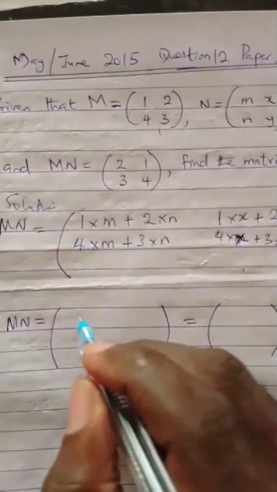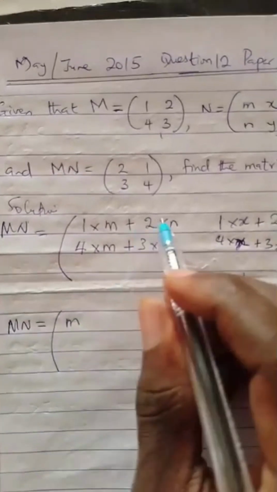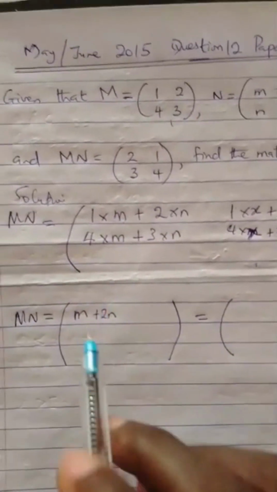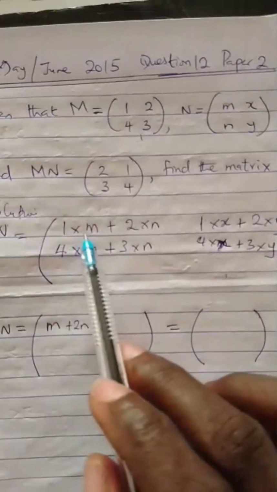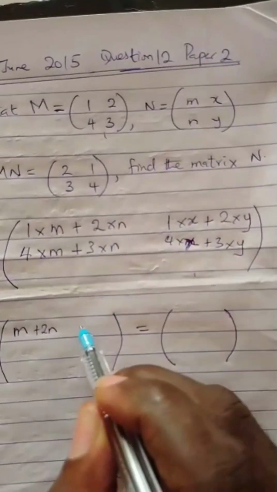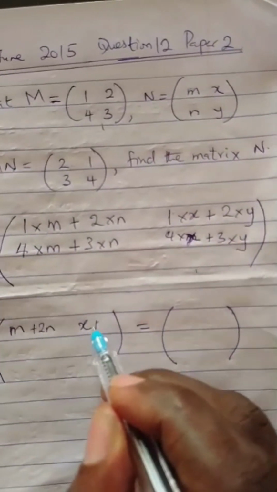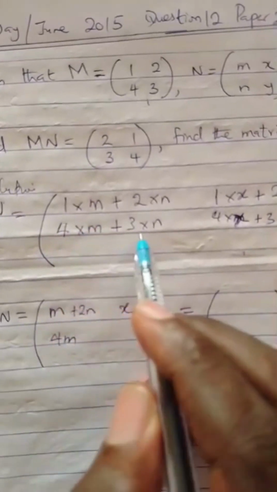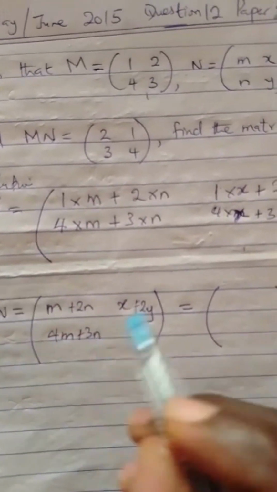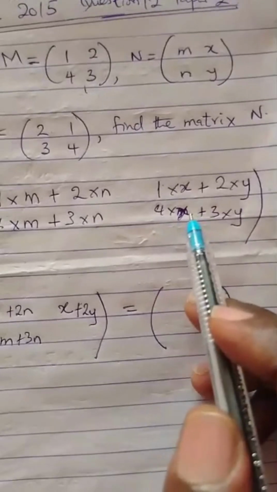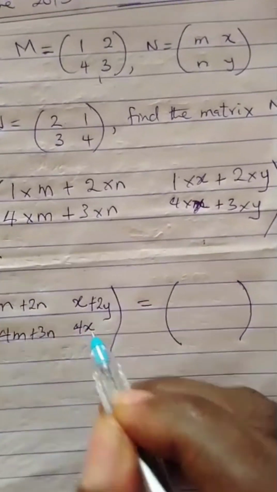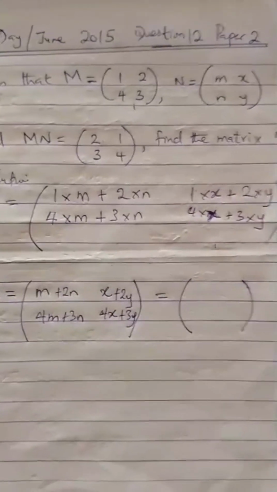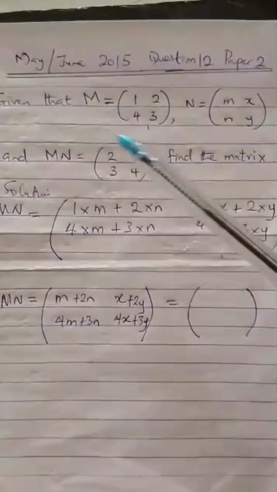1 times m is m plus 2 times n. So m plus 2n is our first row, first column. Then over here 1 times x, plus 2y. Then this is 4m plus 3n. And over here in the second row and second column, we have 4 times x, which is 4x plus 3y. You have to agree. Good. All right, so let's go back to the question again.